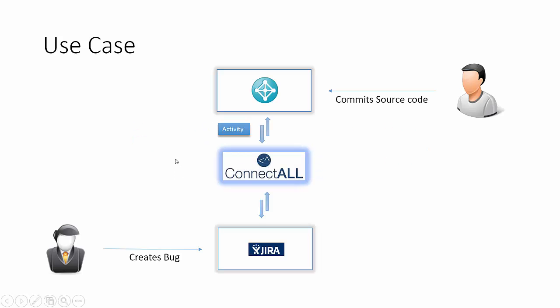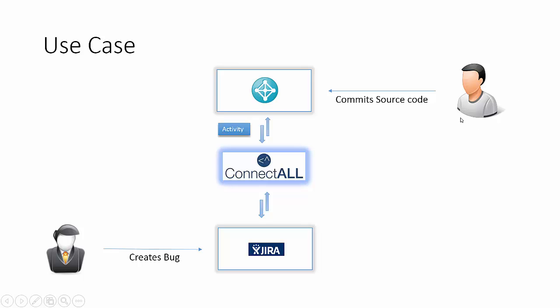I have taken a simple use case for this integration, and if you look at the use case, there are two stakeholders involved: the quality professional QA team and the developer. Let me quickly walk through the use case. The QA person creates a bug in the Jira system, and this bug is synchronized by ConnectALL, and it creates a new activity in the ClearCase server.